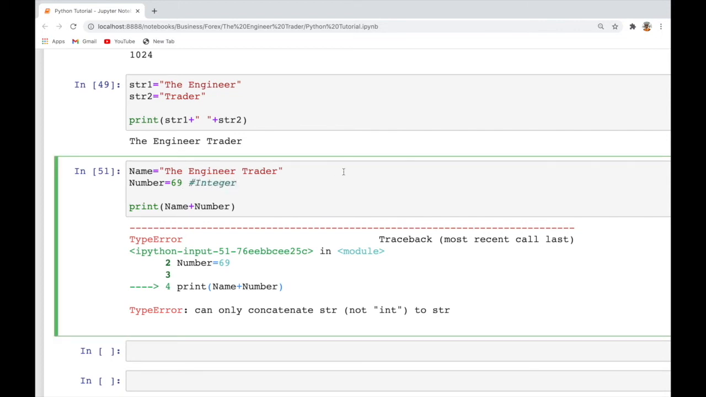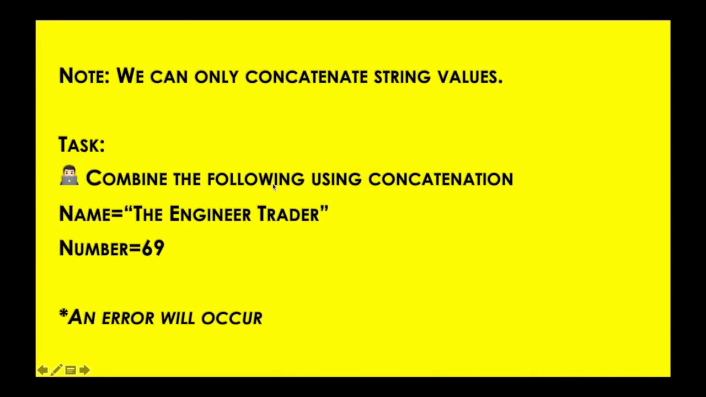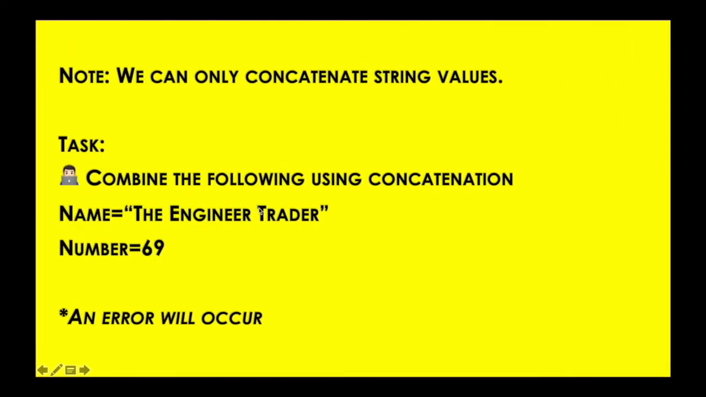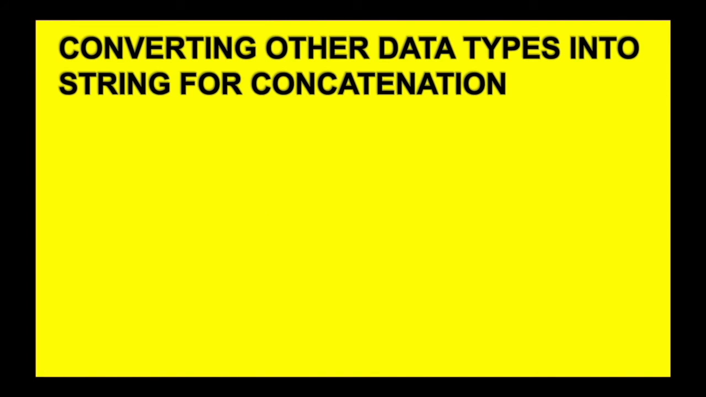Let's have here a note or a comment. This is a string, this is an integer, meaning we can't mix the oil with water. So string to integer, what will we do if we should combine it based on our algorithm or based on our client? There is actually a solution for this problem, which is converting other data types into string for concatenation. So we should convert our integer or float into string before concatenating it into another string.